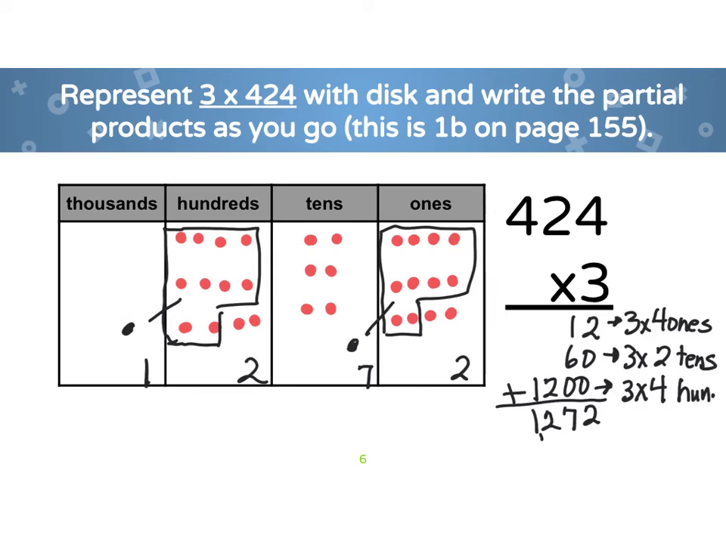Okay, 3 times 4 ones would equal 12 ones. 3 times 2 tens would be 60. And then 3 times 4 hundreds would be 12 hundreds. And my answer does match, 1,272.